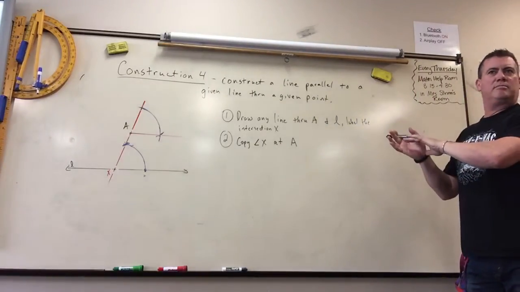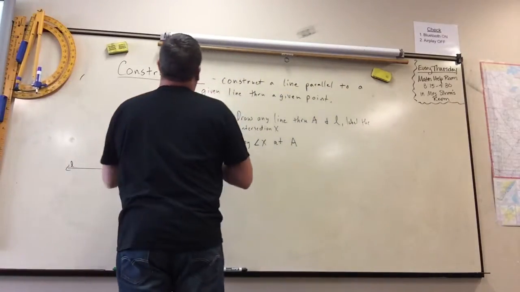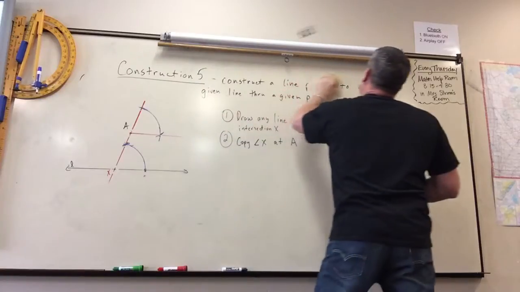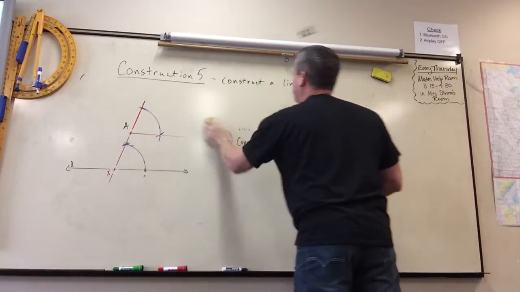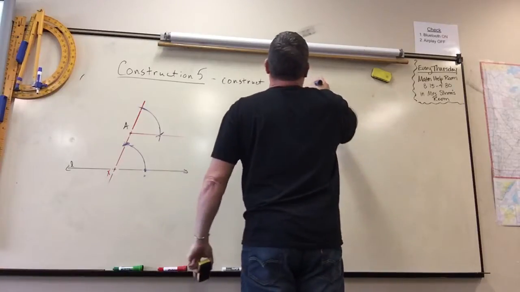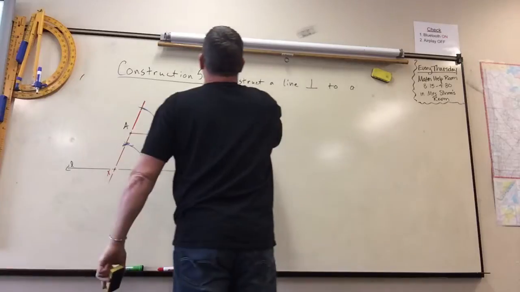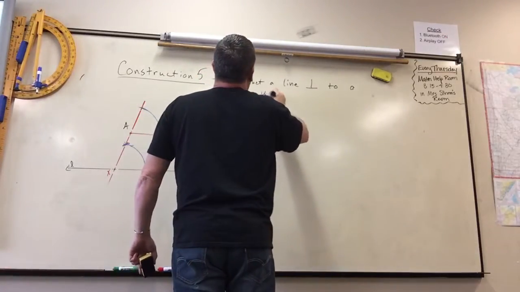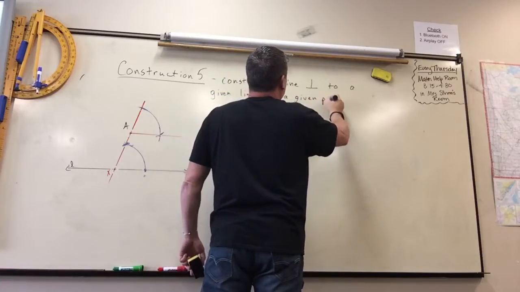Okay, everyone got it? Yes, sir. We can do the next one? You said we're only doing one. Where's number 2? So this next one, we're gonna construct a line perpendicular to a given line through a given point.